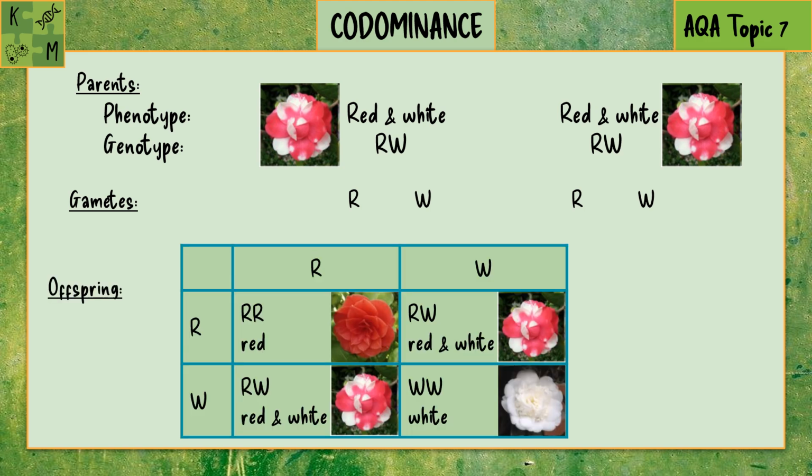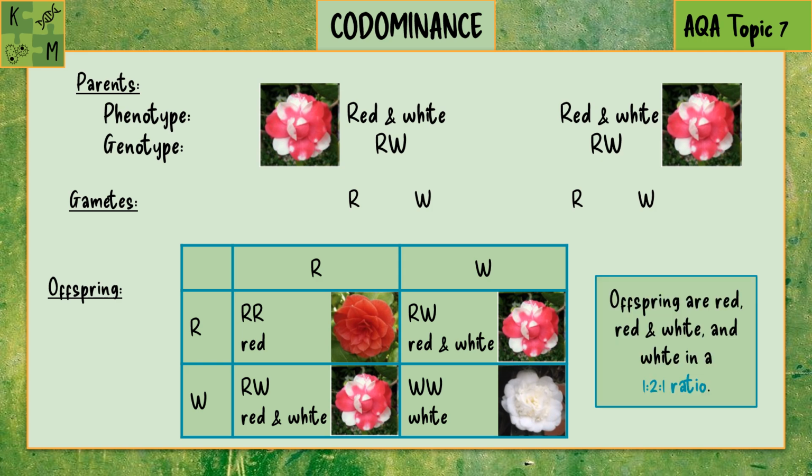So we're going to get 1 in 4 with RR, so these will be red in colour, 2 in 4, half, with RW, so with the same phenotype as the parents, being both red and white, both phenotypes being expressed, and then we'll get 1 in 4 with WW having white flowers. So here we're getting a 1 to 2 to 1 ratio.